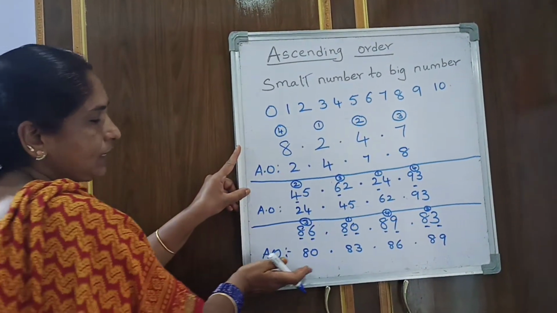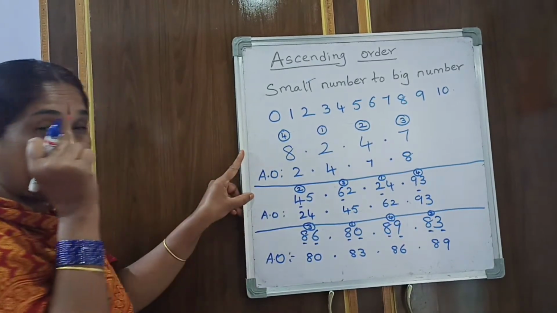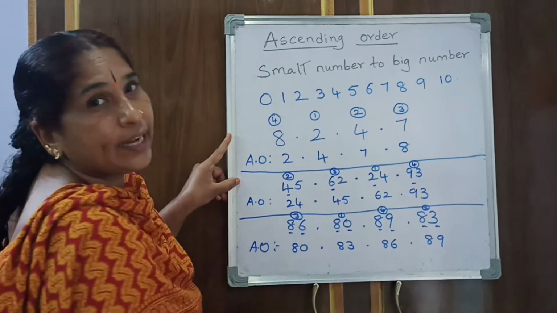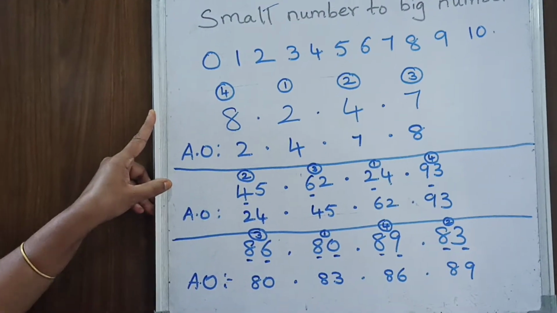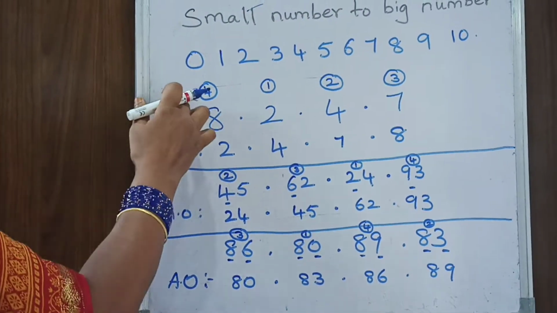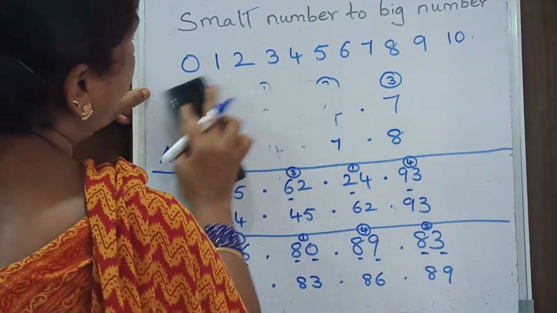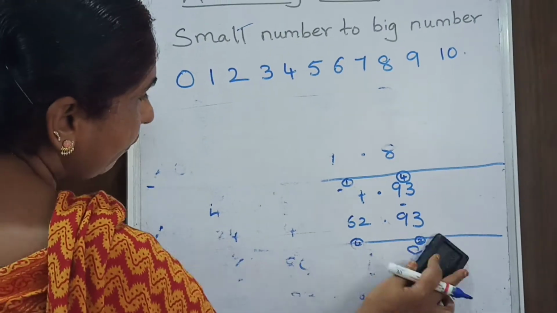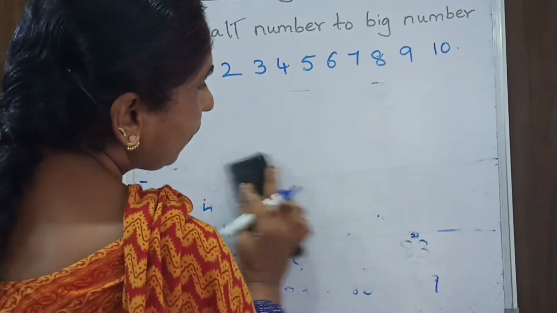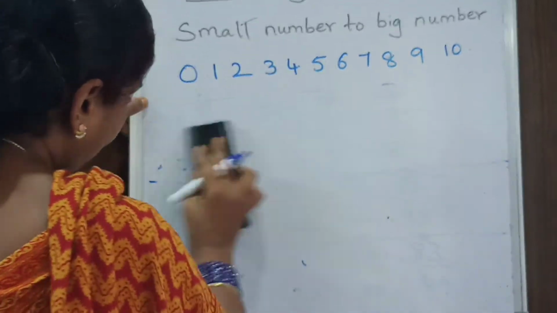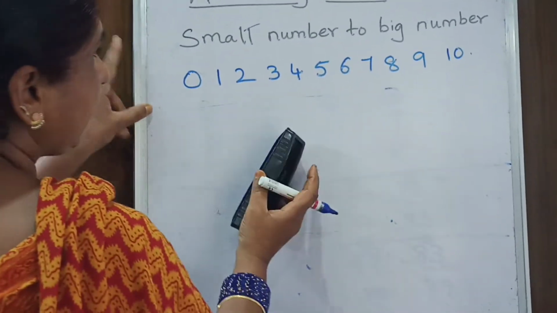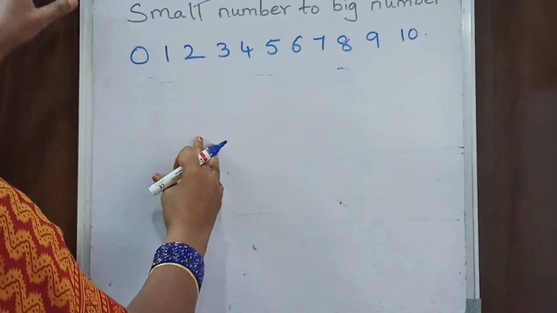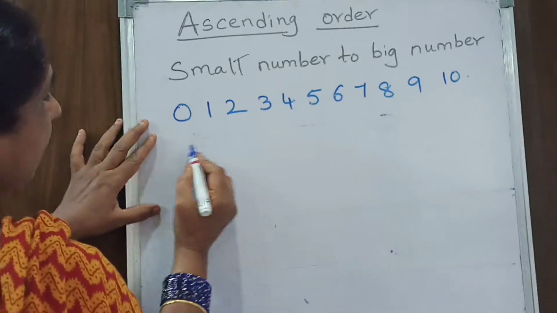See, now we have arranged them in ascending order: 80, 83, 86, 89. Is it clear, children? Whenever you have any doubt, please underline the first number. If you underline the first number, you can identify which is the smallest number. Then after that number, you can identify the other numbers like that. If the numbers are the same, you can see the second number. See here, now we are taking 3 digits.